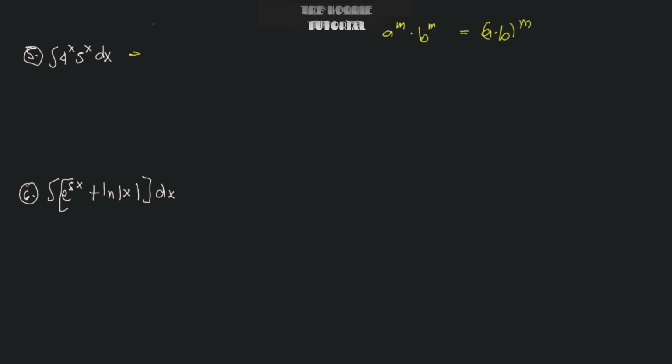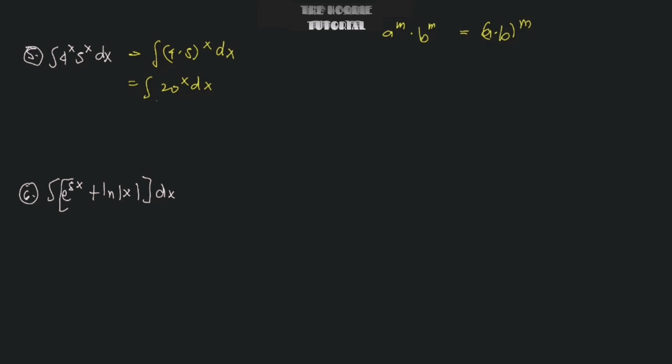So therefore, we have a different whole number but raised to the same exponent. That's just equal to the integration of 4 multiplied by 5, which represents multiplication, and then raised to x dx. So therefore, this will become the integration of 20 raised to x dx. So we can now evaluate the integration for this one.